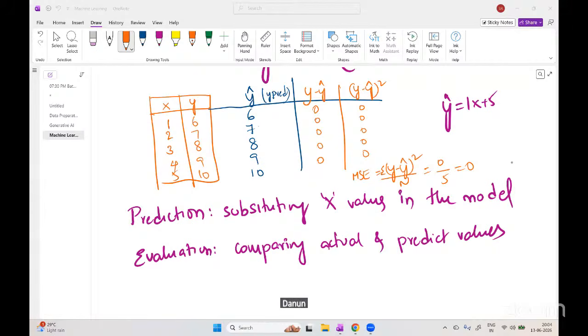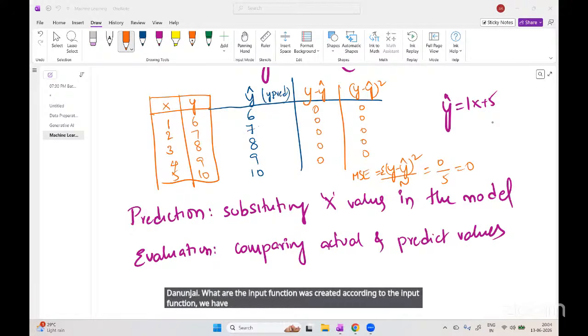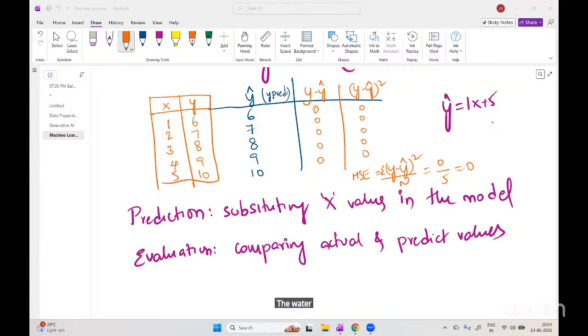Dhananjay, according to the input function that was created, we have to give the input. According to whatever function is there, we have to provide the input.